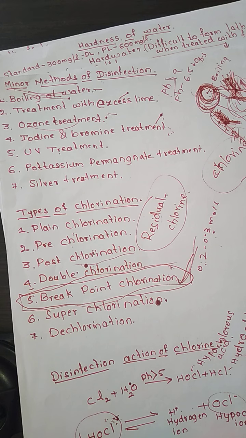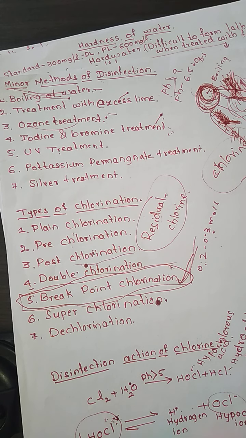Then double chlorination, or multiple chlorination, implies that we add the chlorine 2 times. As we have already told, we add it 2 times. Before the water enters the sedimentation tank we add chlorine, and we add chlorination once again after the filtration process. That is nothing but called double chlorination.